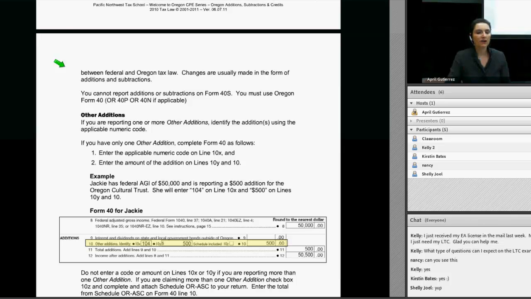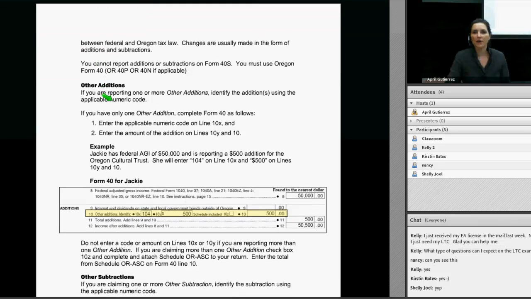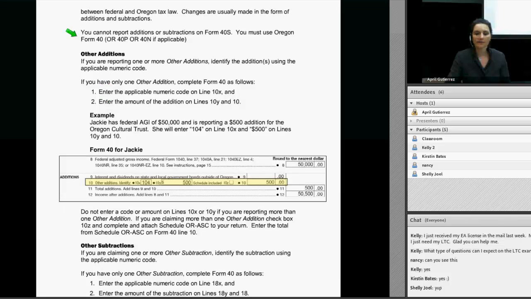You cannot report additions or subtractions on Form 40S. You must use long Form 40, or if you are a part-year resident, Form 40P, or 40N if you are a non-resident. Other additions. If you are reporting one or more other additions, identify the additions using the applicable numeric code. If you have only one other addition, Form 40 is filled out as follows. Enter the applicable numeric code on line 10X and enter the amount of the addition on lines 10Y and 10.